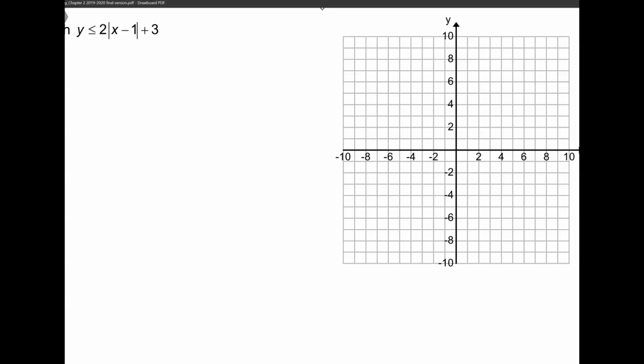All right, so how is my graph transformed? Right 1 and up 3. Okay, so I go over 1, up 3. Is this going to be facing up or down? Is it reflected? No, there's no negative sign in front of it. But what I do have is a 2. So what is this 2 in front going to do? Make it skinnier, right?